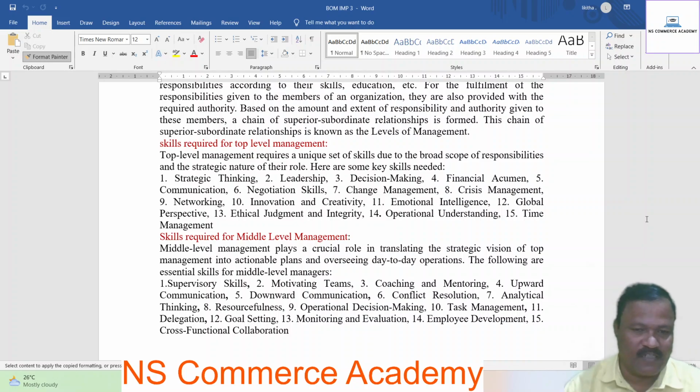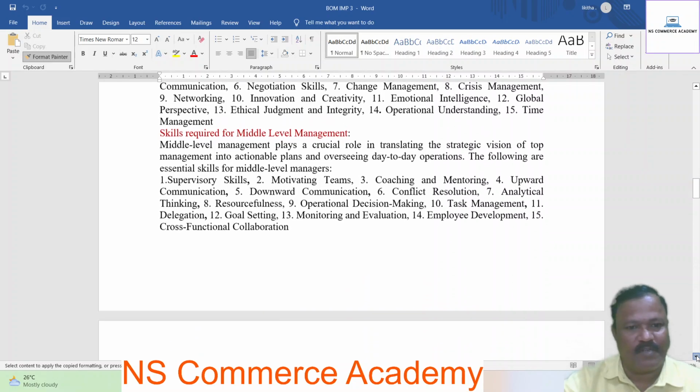First one, supervisory skills. Second, motivating teams. Third, coaching and mentoring. Fourth, upward communication. Fifth, downward communication. Sixth, conflict resolution. Seventh, analytical thinking. Eighth, resourcefulness. Ninth, operational decision making. Tenth, task management. Eleventh, delegation. Twelfth, goal setting. Thirteenth, monitoring and evaluation. Fourteenth, employee development. And fifteenth, cross-functional collaboration.